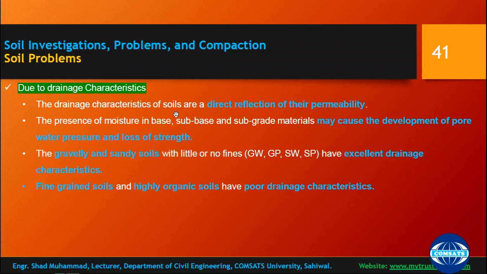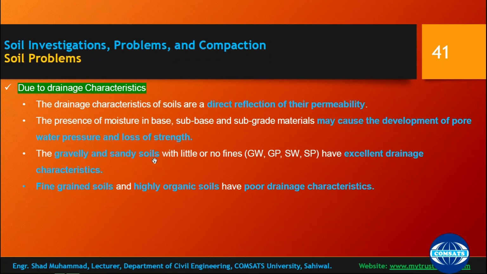The drainage characteristics of the soil are a direct reflection of their permeability. The greater the drainage, the greater the permeability. The presence of moisture in base, subbase, and subgrade material may cause the development of pore water pressure and loss of strength. So the greater the pore water pressure, the lesser the strength, and the lesser the pore water pressure, the greater the strength.